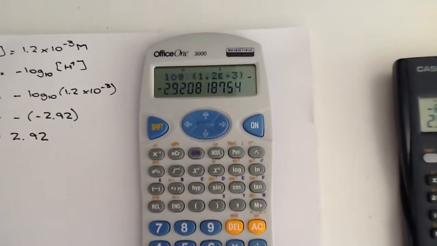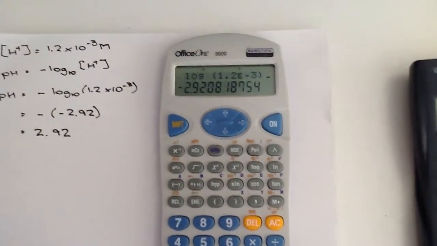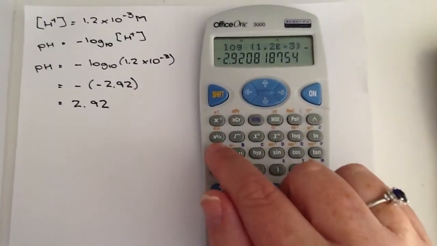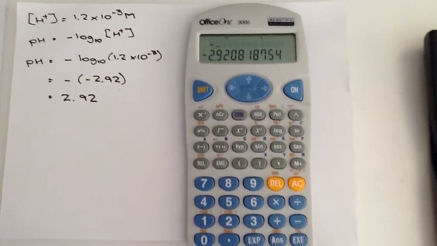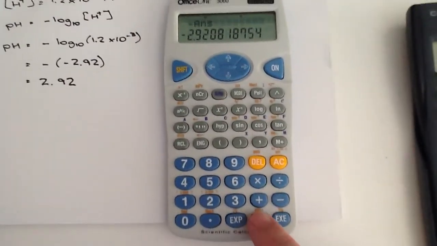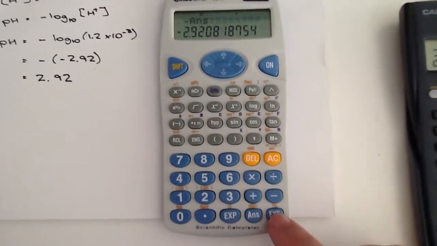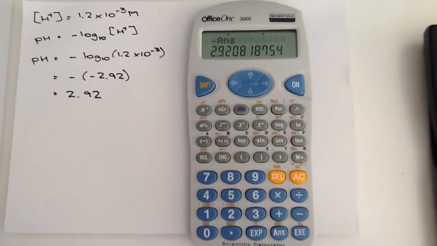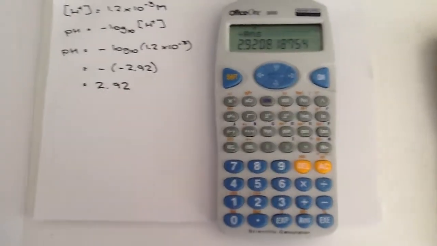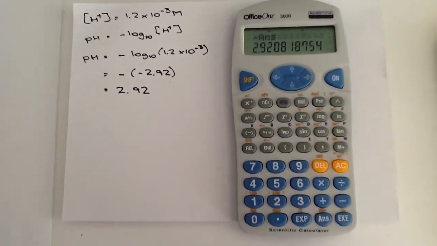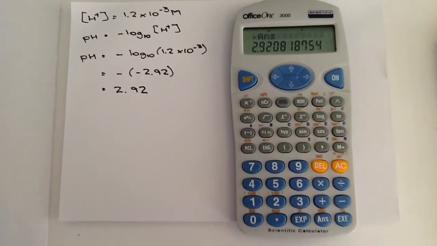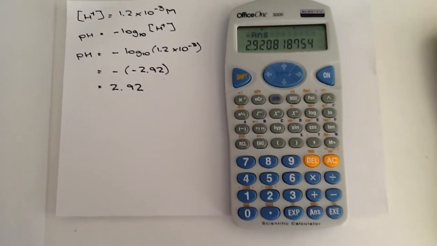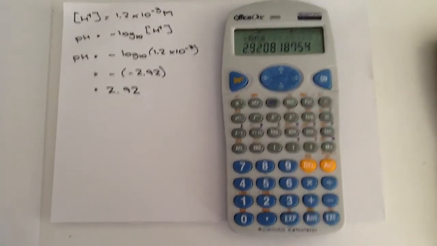That gives us our negative 2.92 for the log of 1.2 times 10 to the minus 3. And then we just need to take the negative of that answer. So we take the negative button, answer, and then press our EXE button to give us 2.92 for the pH. So that's how you would calculate the pH given a particular concentration of hydronium, in this case 1.2 times 10 to the minus 3, on two different types of calculators.